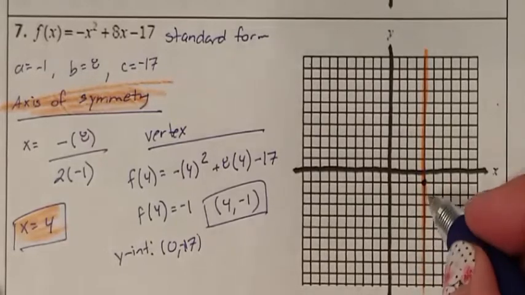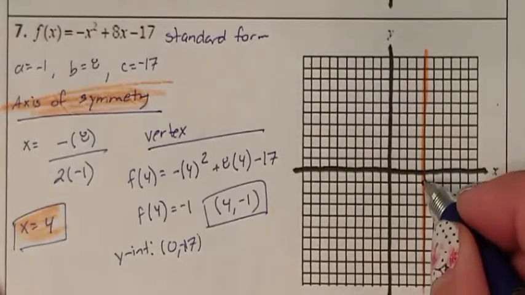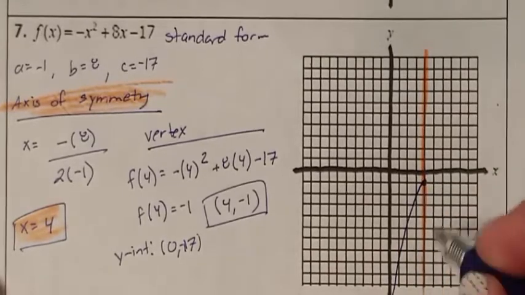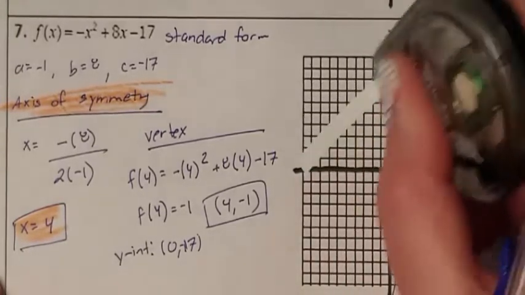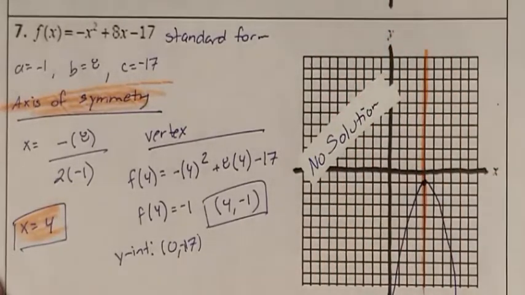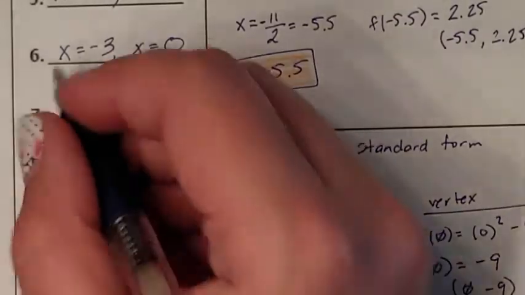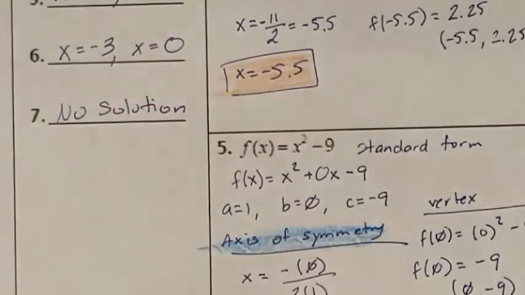If it's way down there, that means I am not going to go up and cross the x-axis like I need to. So I'm going to go all the way down, and this is what my parabola is going to end up looking like. I never crossed the x-axis. So the answer to this problem is no solution, because I never crossed the x-axis. The answer to problem number 7 is no solution, meaning it never crossed the x-axis.